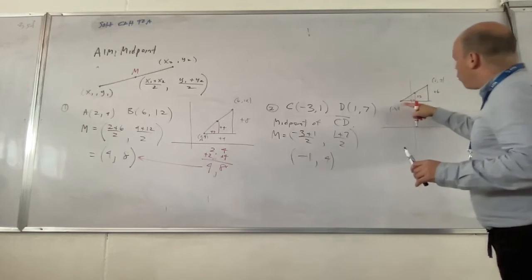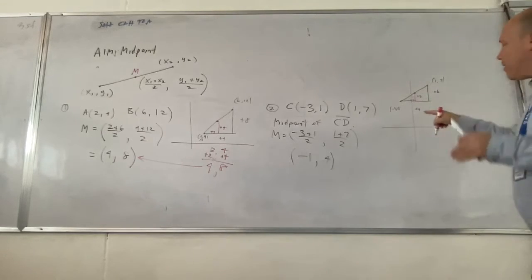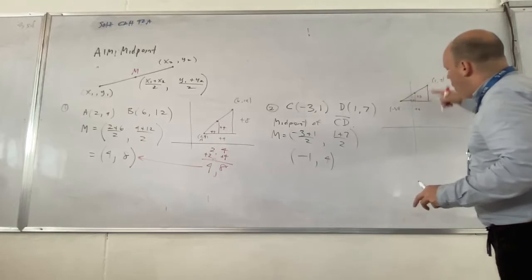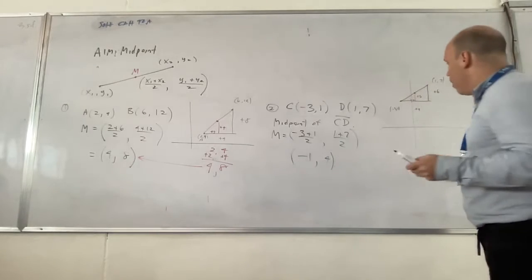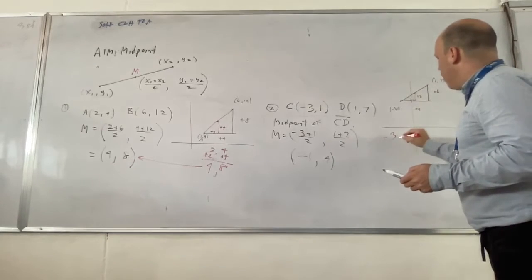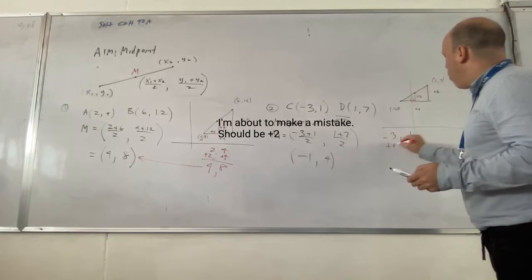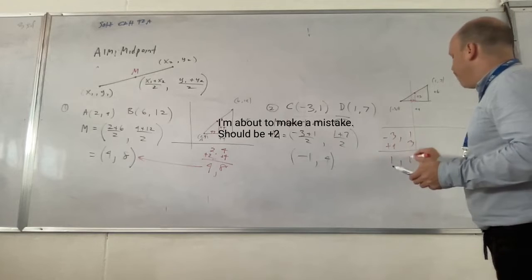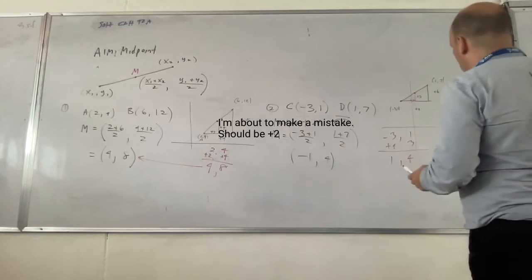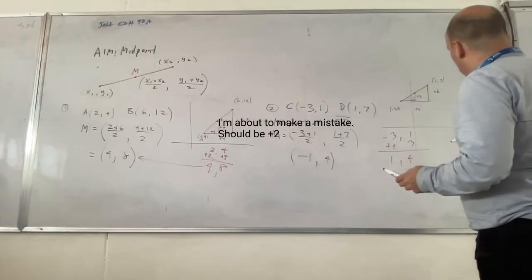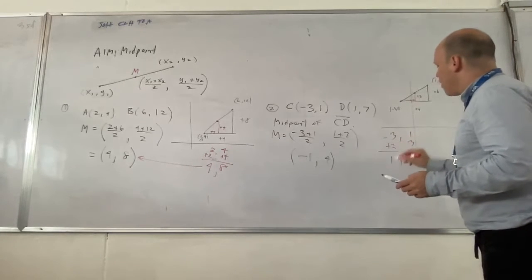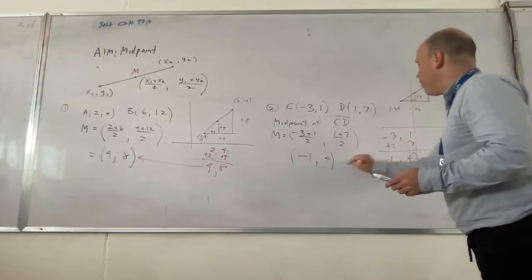Once again, if the full journey along the x-axis is 4, I only want to go 2. And if my full journey along the y-axis is 6, I only want to go 3. So we have -3, 1, add my 2, add my 3, and I end up with... oh, I'm sorry, I apologize. It's 2, so it's -1, 4.